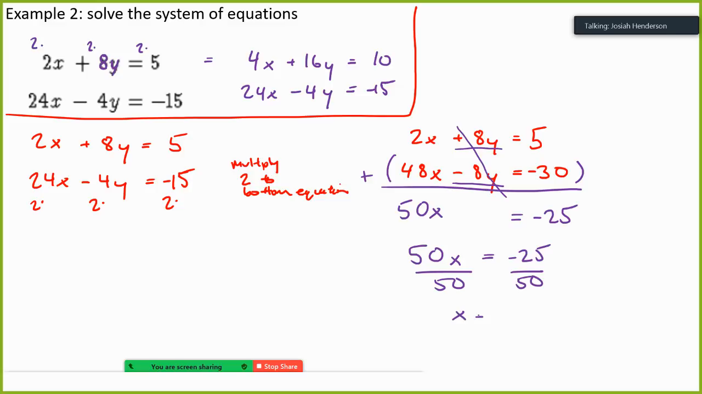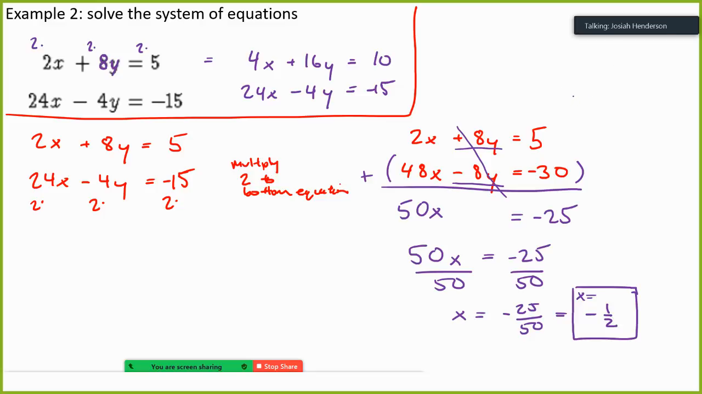So we get x is equal to negative 25 over 50. Kind of scary looking fraction. Try reducing it. You can divide each of those by 5, or you could actually divide each of those by 25. And this is going to be negative a half. So x is negative a half. Okay, so we did get a fraction answer, but that doesn't mean we did it wrong. It just means that x is negative a half in this system where they're crossing.